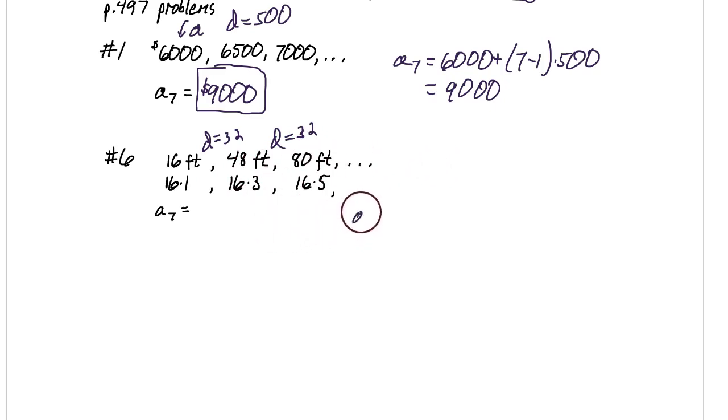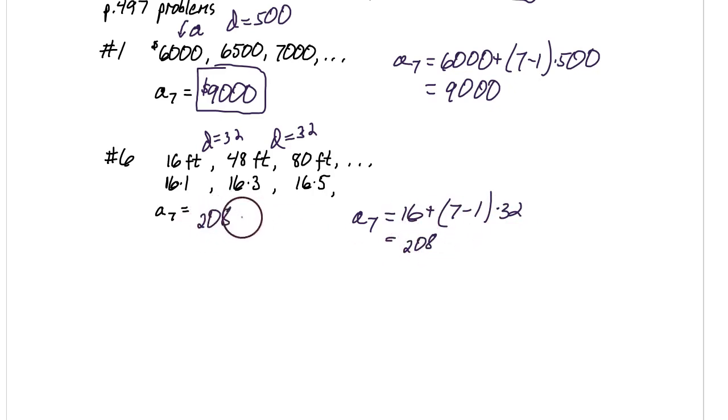So using our formula, a sub 7 is equal to the starting value of 16 plus 7 minus 1 times 32. Let's take a calculator and evaluate that. 7 minus 1 is 6, 6 times 32, and then add 16, makes 208. So in the 7th second, the ball will fall 208 feet.